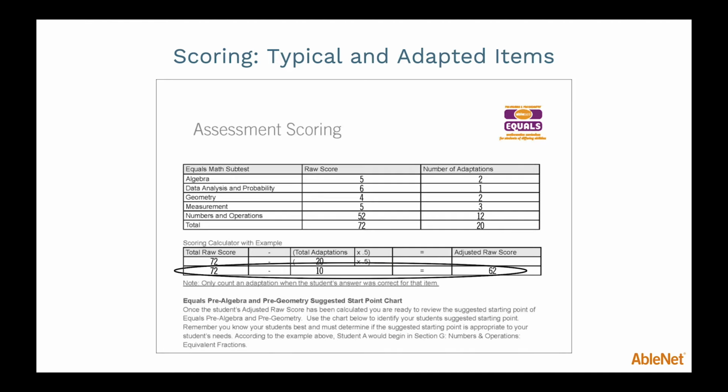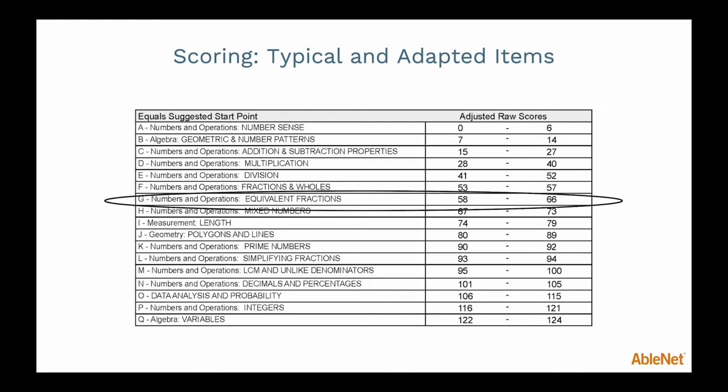This adjusted raw score will correspond with a suggested starting point within the curriculum. In the overview manual, you will find the suggested start point chart. You can see that if we look at the 62, the suggested start point is section G, Numbers and Operations, Equivalent Fractions. Now teachers can look at the information that they've gathered from the assessment, they can look at the lesson objectives in that section and the section before that, and find the most successful starting point for their student.